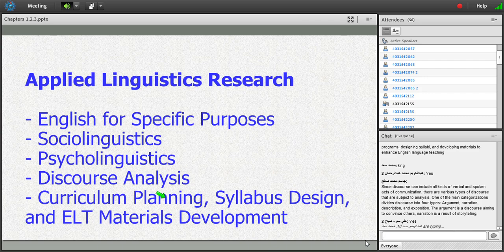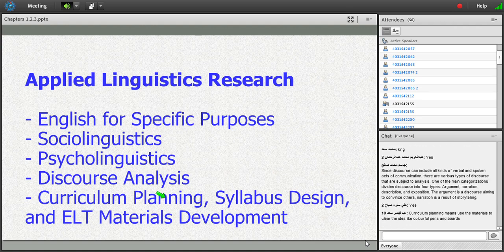Yes. So I should read it as this. Okay. So there are various types of discourse that are subject to analysis. One of the main categorization divides discourse into 4 types. Thank you. So you wrote about discourse.